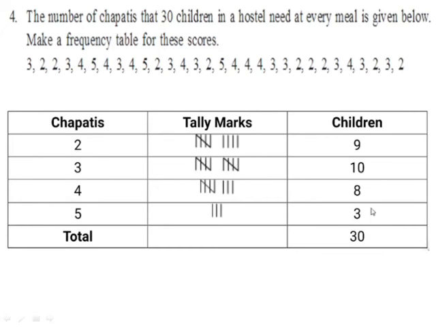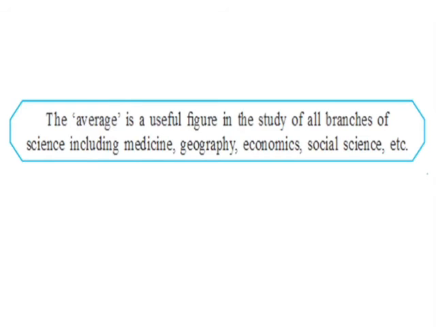Now we will count the number of children, that is, we will find the total frequency. 9 plus 10 is 19, 19 plus 8 is 27, 27 plus 3 is 30. That is, the total frequency is 30, that is, capital N is equal to 30. We can verify it here: the number of children is 30, which is equal to the total frequency. Children, here we have completed practice set 55.